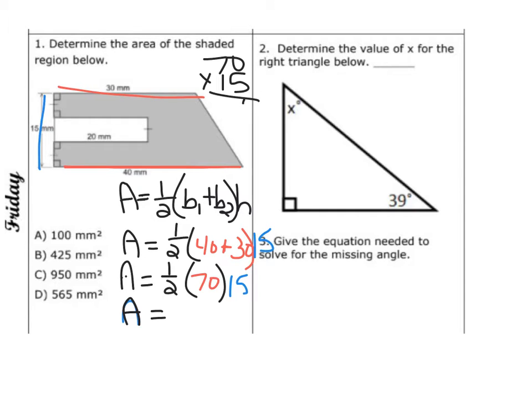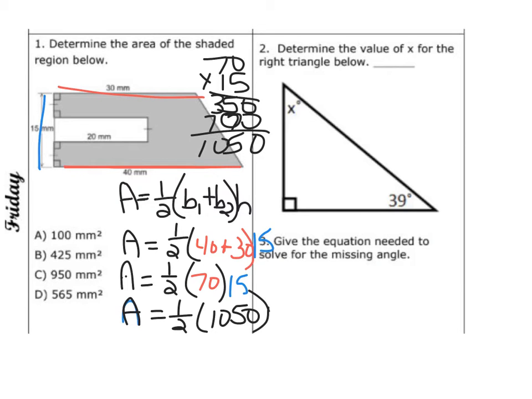that's going to give you 0, 35, 0, and 7. Oops, I forgot the 0. So that's going to be 1,050. So we're going to do half of 1,050. So what would that be? 525. Okay, so that's the area of the whole thing.